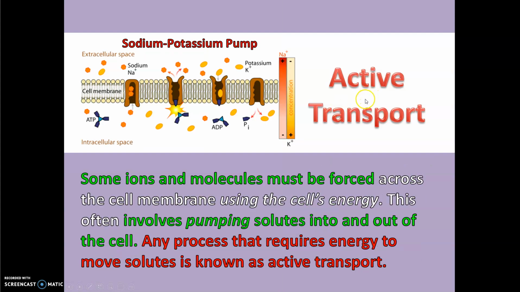Next, we have active transport, the second big type of transport. Some ions and molecules must be forced across the cell membrane. Using the cell's energy, this involves pumping solutes into and out of the cell. The way it's forced is by these pumping actions. Any process that requires energy to move solutes is known as active transport. So here we have an example of it. We have energy being used in order to push things in or out.